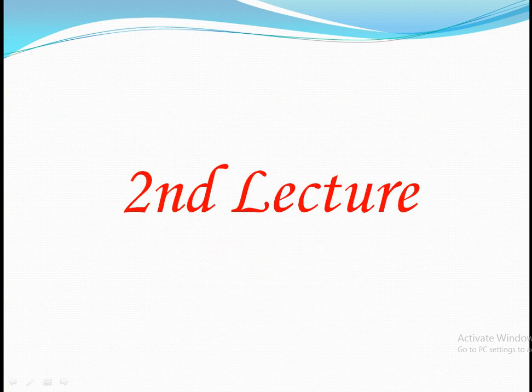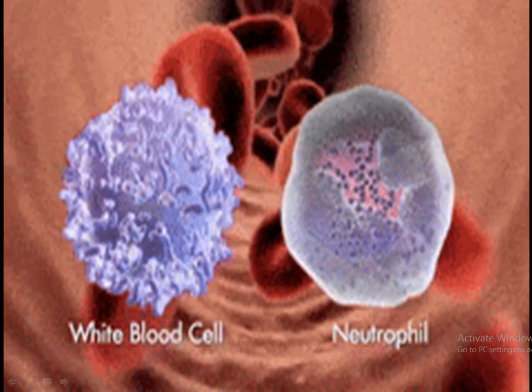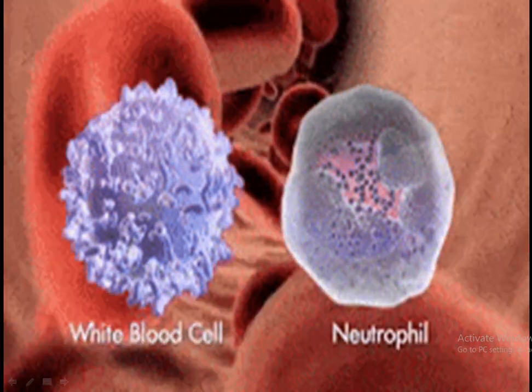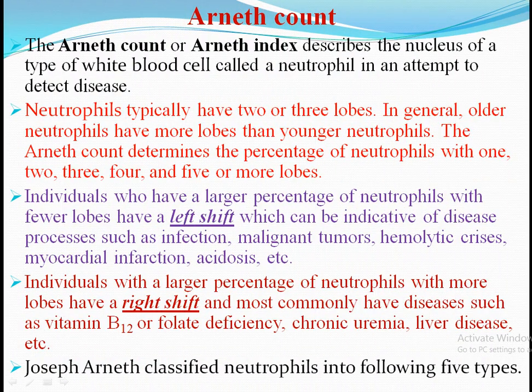It's my second lecture regarding the WBC. In this lecture, we will concentrate mainly on the function of the neutrophils and the monocytes. Before going into the details of the function of the neutrophils, I would like to discuss its development also. Regarding the developmental stages of the neutrophils, we have a very important terminology that is called the Arneth count.